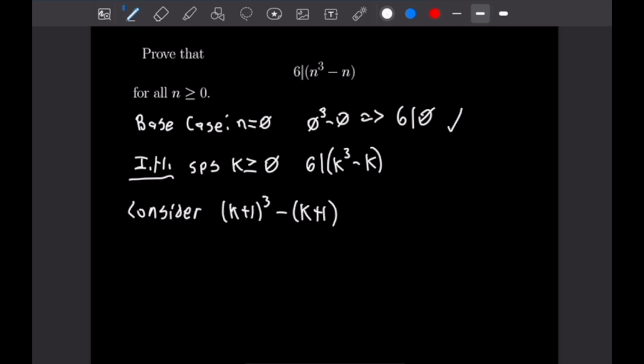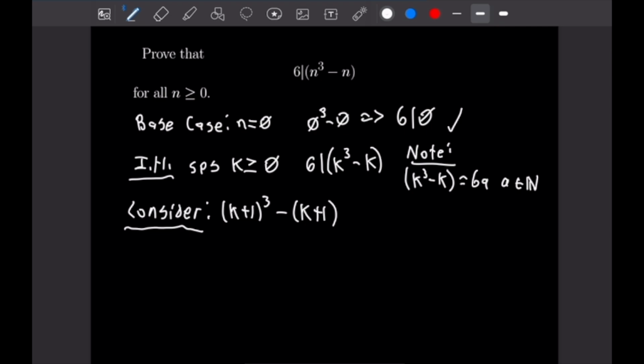And before we get into our next case, I want to go ahead and note here on this induction hypothesis that this means that we can write k cubed minus k as 6a, where a is a natural number. Normally I would say integer, but we are dealing with only positive numbers here, so I think that's okay. So let's go ahead and cube k plus 1 here and then combine our terms.